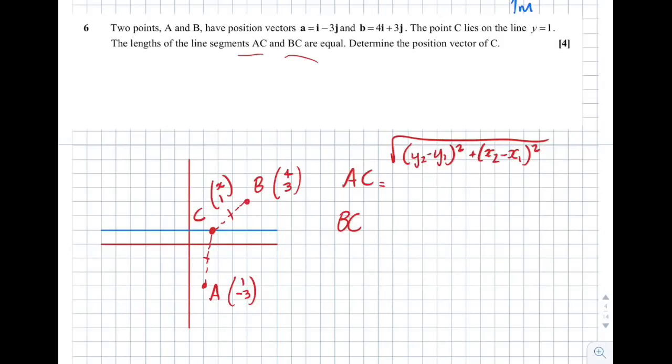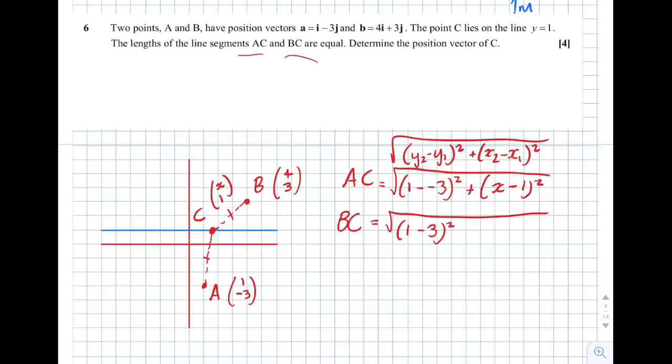So if I make the second coordinate the coordinate C and the first coordinate, let's say the coordinate of A to start with, this is going to be y2 minus y1 squared, so it's going to be 1 minus 3 squared plus, and then x2 minus x1 is going to be x minus 1 squared. Then if we do the same thing for BC, we're going to have 1 minus 3 squared, so that 3 comes from the y coordinate of B, plus now we're going to have x minus 4 squared.